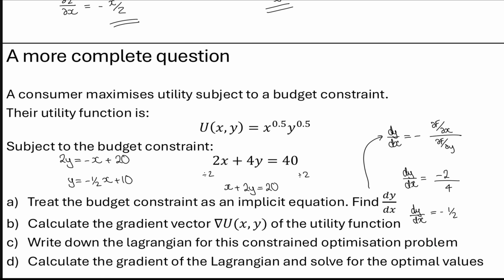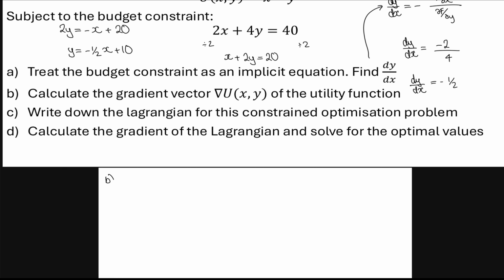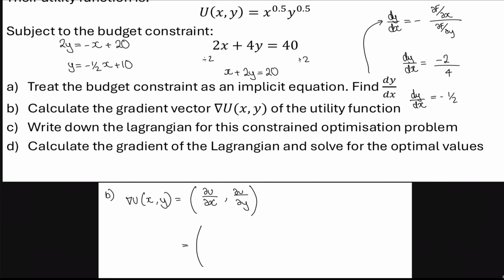If we now calculate the gradient vector of the utility function, in order to do this, we just have to work out the partial derivatives of the utility function. So the partial derivative of the utility function with respect to x and then with respect to y. When we do that, we get 0.5 x to the minus 0.5 and then y to the power of 0.5, and then comma, 0.5 x to the power of 0.5 and then y to the power of minus 0.5.